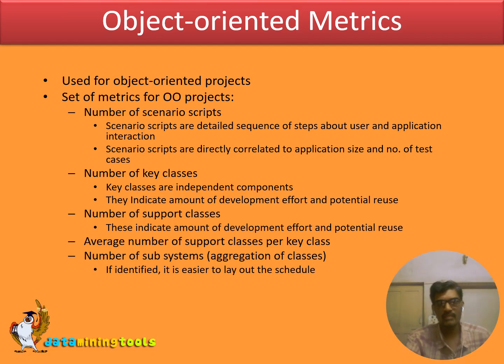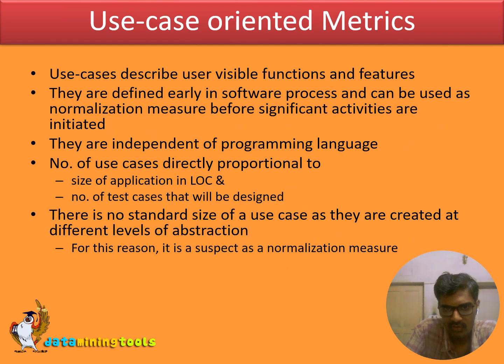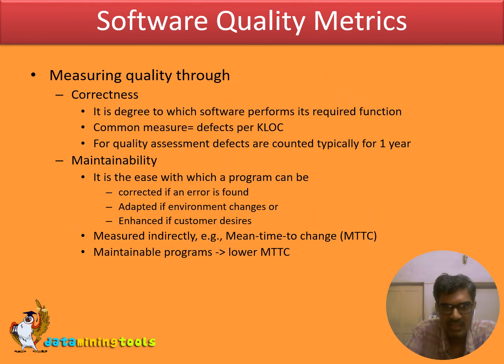Next, object oriented metrics. This is a software development metric used by object oriented projects. It has a lot of other metrics in it, like number of scenario scripts, number of key classes, number of support classes, and so on and so forth. Use case oriented metrics are use case derived. We write use cases for the product based on the functions and features you calculated. For instance, size of application in lines of code is one of the use case oriented metrics, or number of test cases that will be designed. These are some use case oriented metrics.